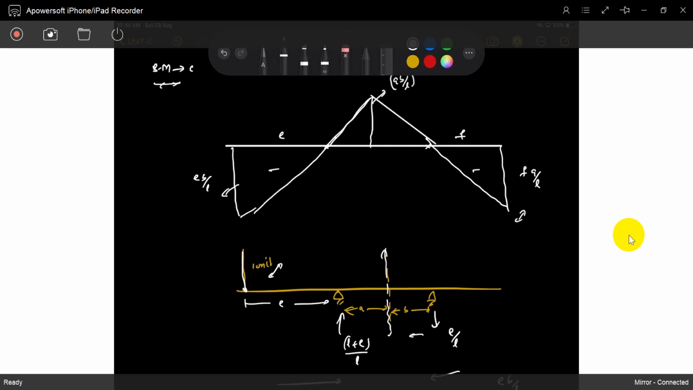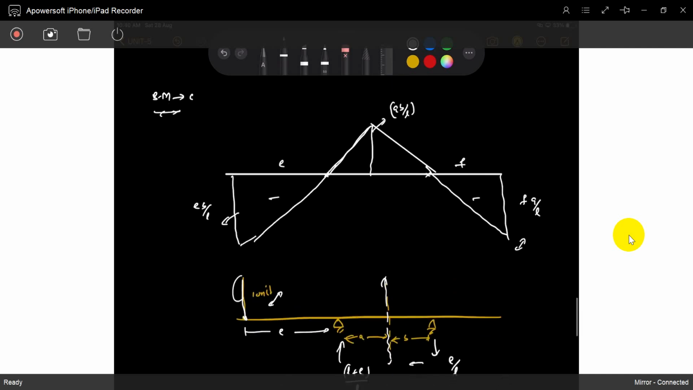So we have to find out some key positions. Key positions means, when the load is here, one key position. When the load is here, one key position. When the load is at the center, some key position. So many positions are there. So we have to find out at every instant how the parameter is changing.